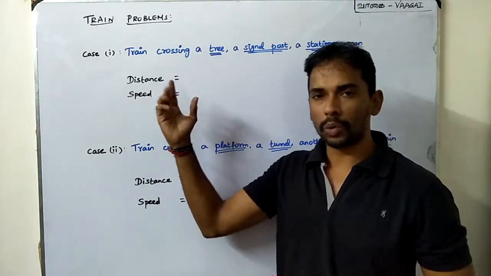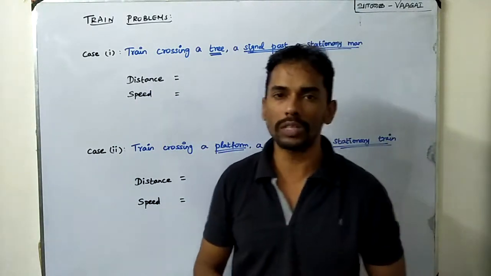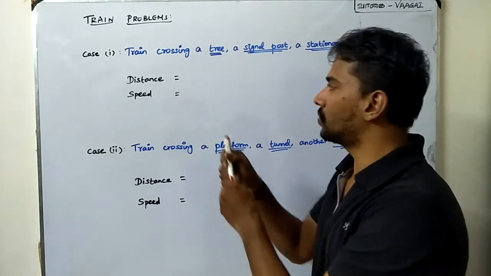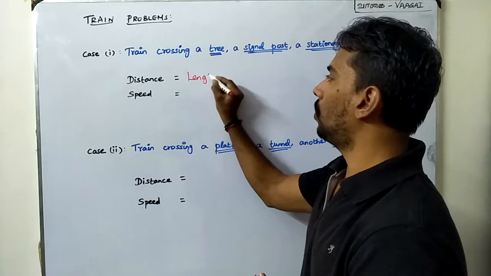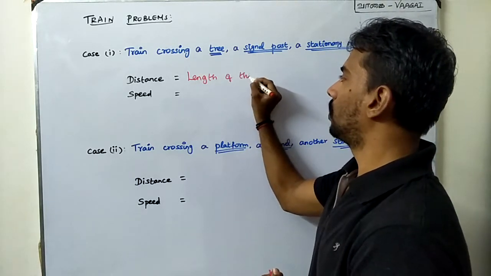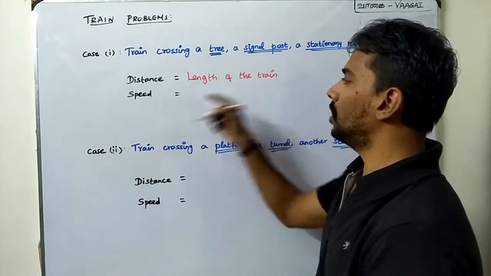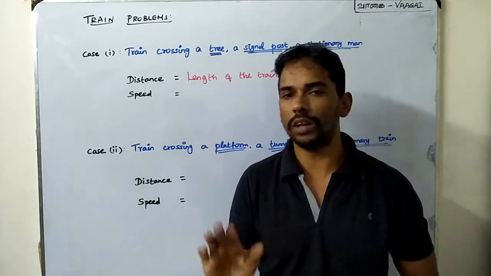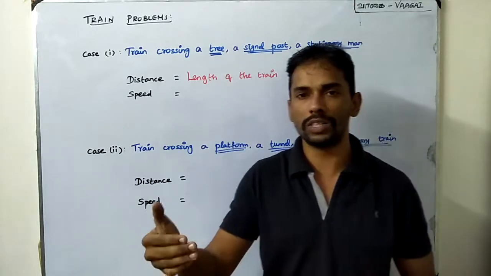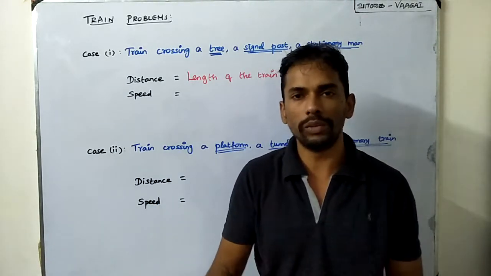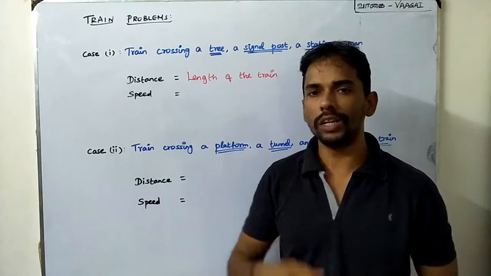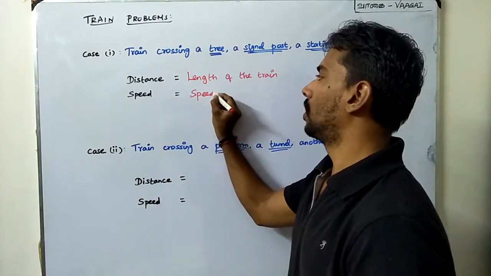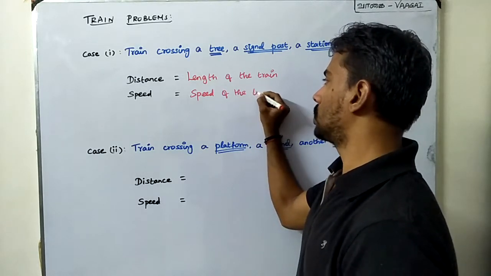So when a train is going to cross these kinds of objects, a tree or signal post, the train needs to cover a distance of just its own length. So distance will be equal to the length of the train itself. And next let us come to the speed part. Here, the only moving object is the train. The objects which the train is going to cross are not going to move, they are all stationary. So to consider the speed we have to consider only the speed of the train. That's it. I hope you are able to understand this concept.